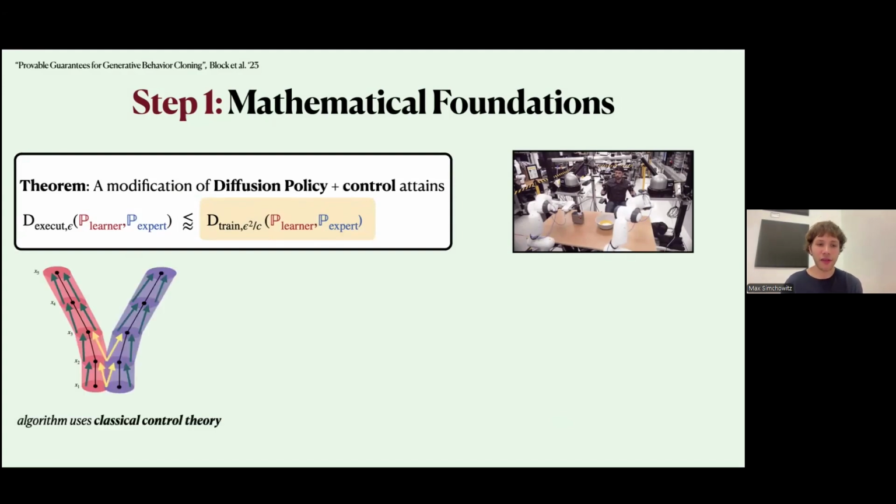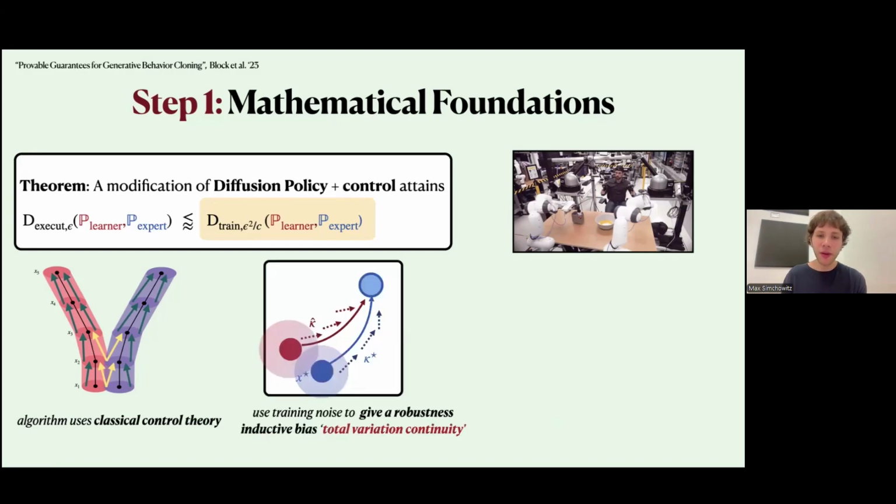The first is using ideas from classical control theory to correct for the small errors that accumulate over the course of a small trajectory. But it turns out that when the policy for the robot is a neural network, classical control theory is not enough because small perturbations to the robot's behavior, the neural network's input, will cause the neural network to respond in potentially highly unpredictable ways. It's not described by a classical system. So instead, we have to add in some new techniques building on ideas from adversarial robustness to use training noise to give a certain inductive bias, which makes the robot more resilient to these small perturbations.